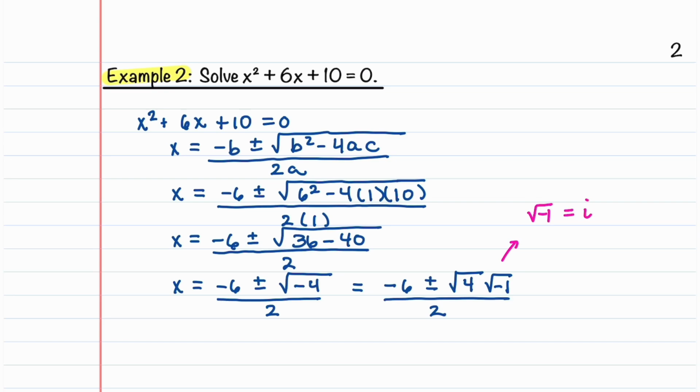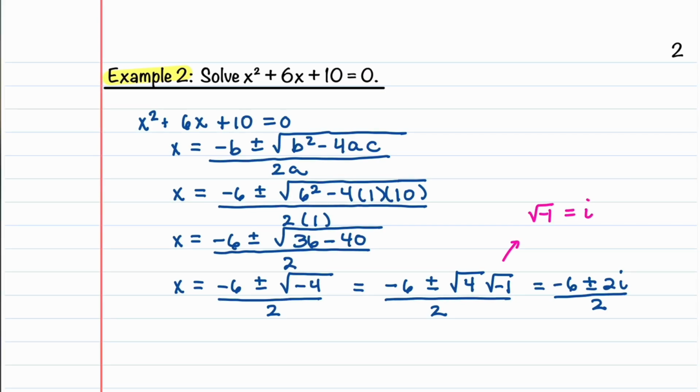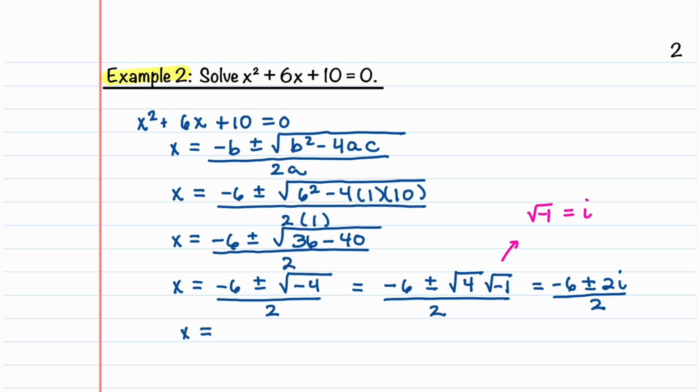So we're almost there. This is equal to minus 6 plus or minus the square root of 4, which is 2, and then we have our i. And we divide all of that by 2. Our final answer is then x is equal to minus 6 divided by 2, which is minus 3. And then our 2's cancel in front of our i, and we have plus or minus i. We have two solutions, and they are x is equal to minus 3 plus i, or x is equal to minus 3 minus i. And I'll go ahead and highlight those.